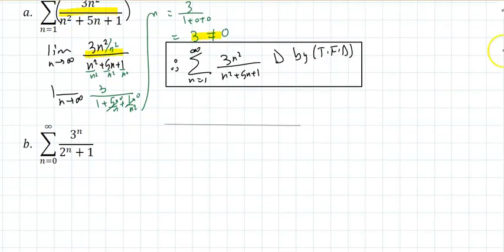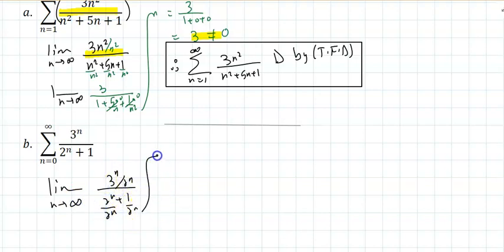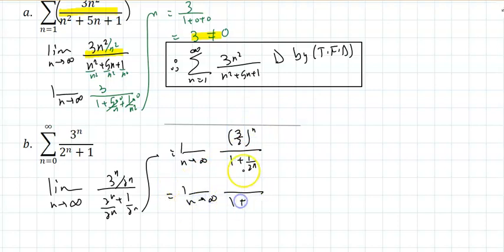If I look at the second example, it's the same deal. I'll take the limit as n approaches infinity of 3 to the n over 2 to the n plus 1. You divide by the highest power term of the denominator. In this case, that is 2 to the n. So I'm looking at the limit as n approaches infinity. The denominator is 1 plus 1 over 2 to the n, and this is 3 halves to the n. That is the limit as n approaches infinity of 3 over 2 to the n.